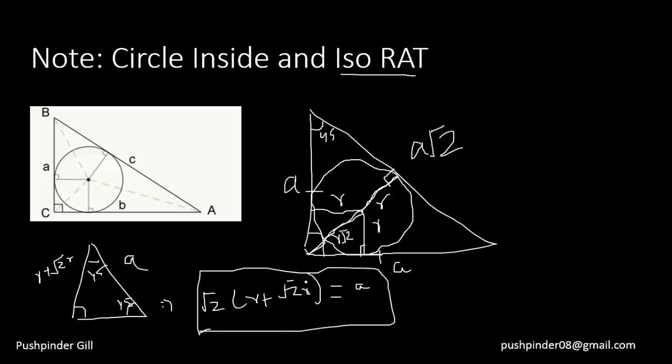So what I did here was, this was R and this was also R. So this was R root 2 and this is already R. And if I see this triangle, this is R plus root 2R, this is A, that means this into root 2 is actually equal to the hypotenuse. This is again an isosceles right angle triangle. So that means this is the relationship between an isosceles right angle triangle and a circle inside it. So I suppose you've understood this. Let's move forward.